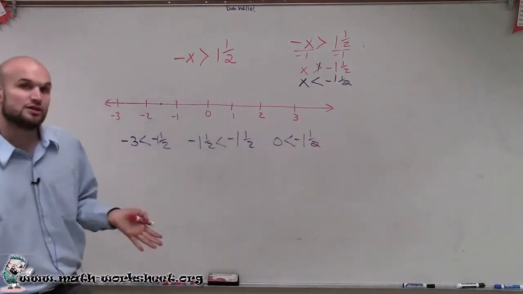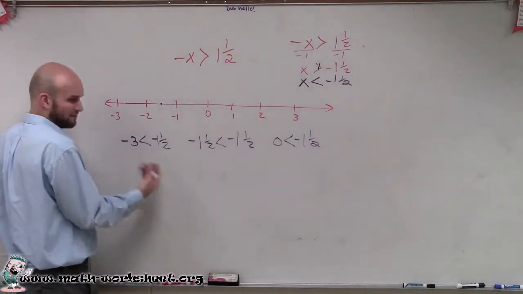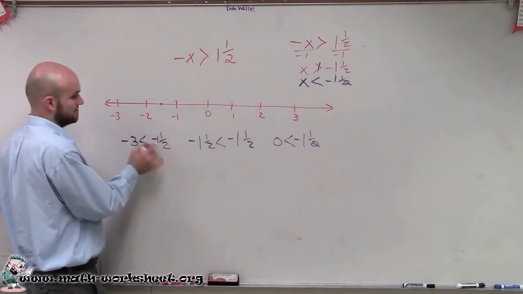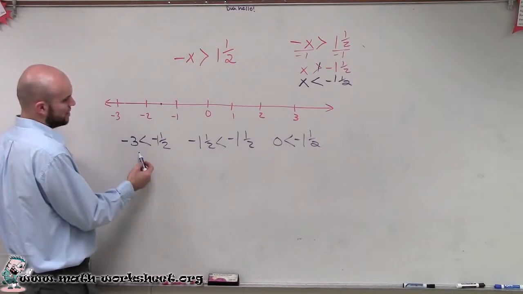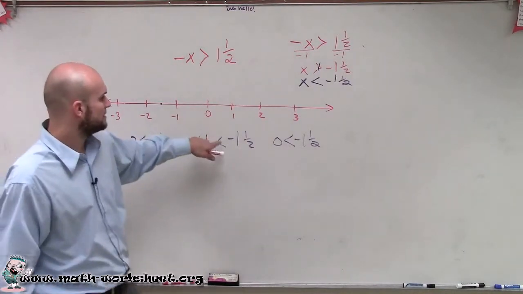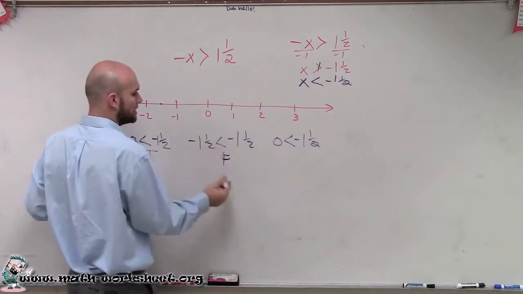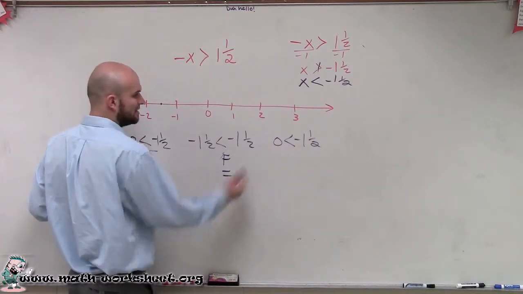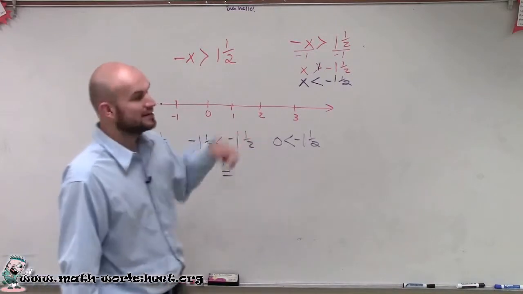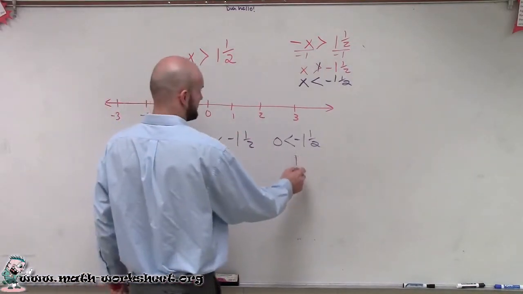And then we just go through and determine what is true and what is false. So is negative 3 less than negative 1 1/2? Of course, if you owe somebody $3, that's owing them a lot more than owing them $1.50. So that is true. Is negative 1 1/2 less than negative 1 1/2? No, that's false, because those two are equal to each other, right? And if you don't owe anybody any money, is that having less money than owing somebody negative 1 1/2? No. So that is going to be false.